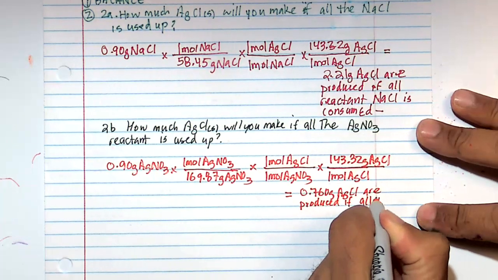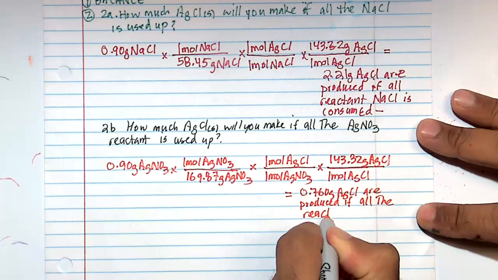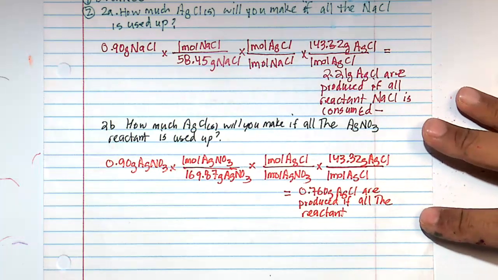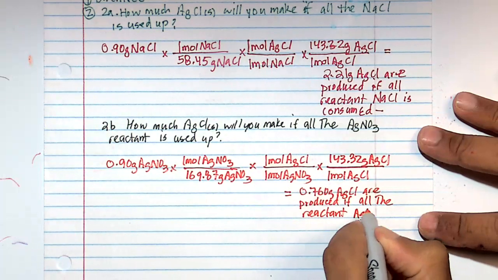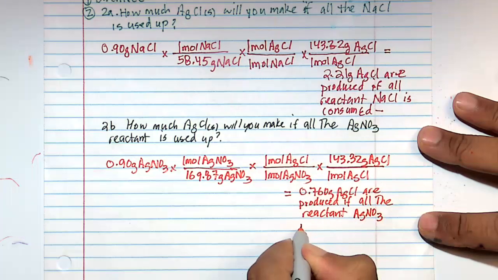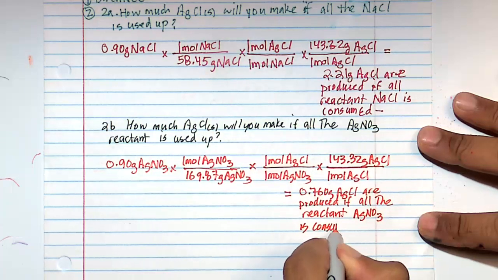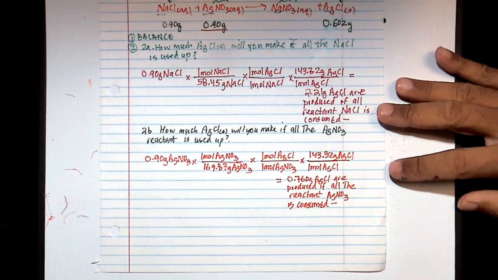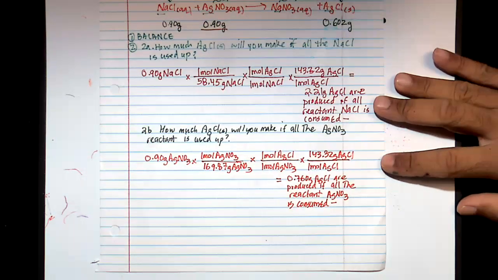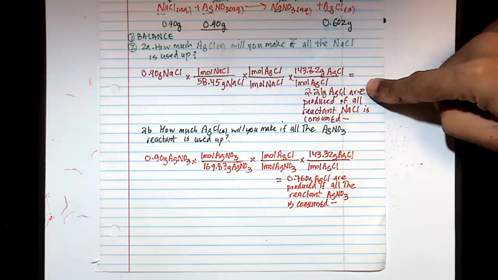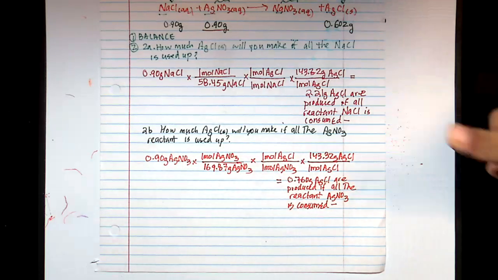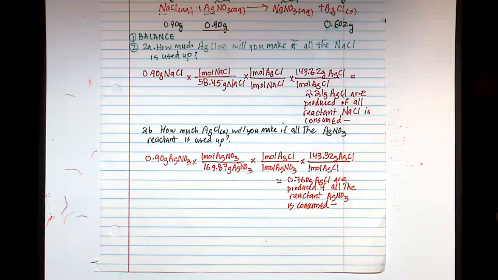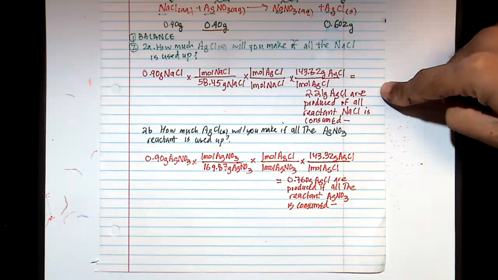if all the reactant, okay, which reactant is consumed? If all the silver nitrate reactant is consumed. Right, so you tell me now, Alex, which is the limiting reagent? The reagent that will give you 2.21 grams of the product, or the reagent that will give you 0.76 grams of the product? 0.76.